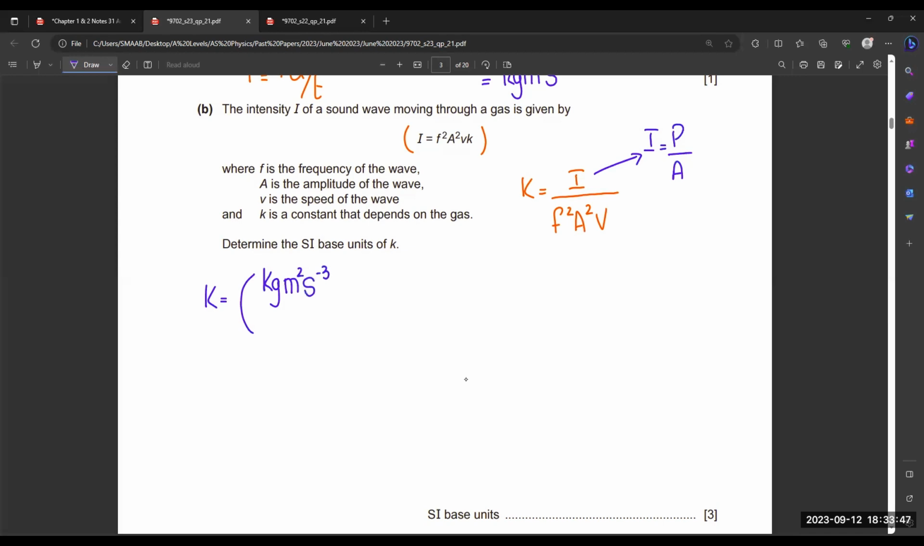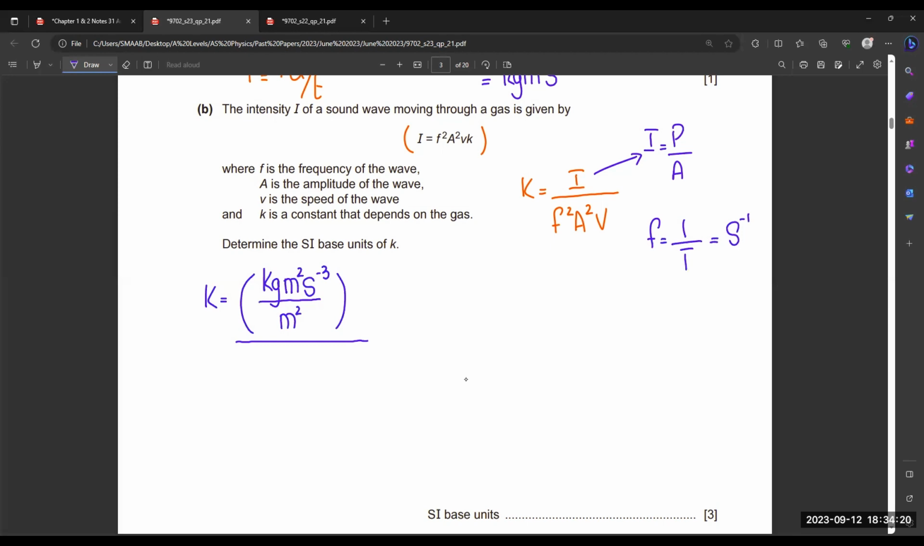So if we first write the original units for the intensity, this is the complete SI unit of intensity only, right? Divided by f, the frequency. For frequency, you know the formula is equal to 1 over second, because frequency is equal to 1 over time. So the SI unit will be second inverse.